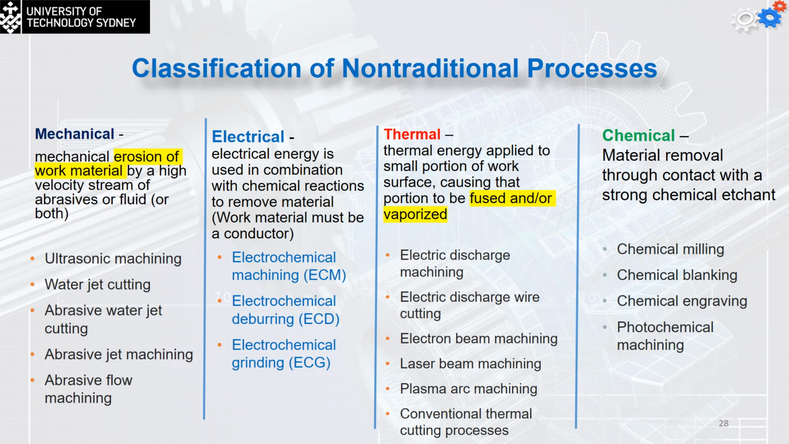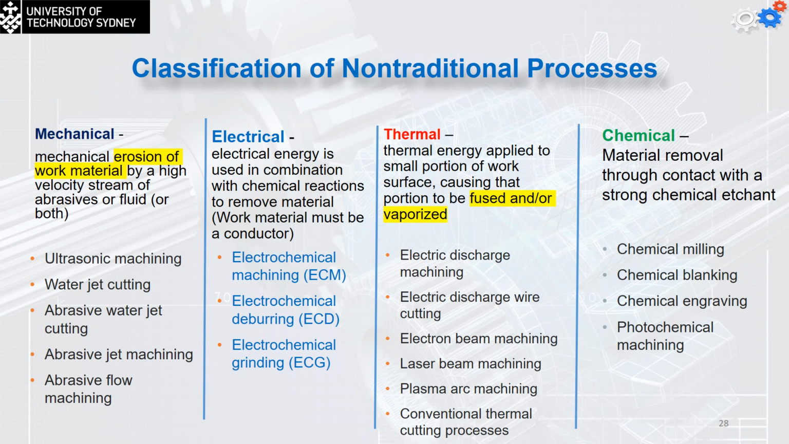And the last one is the chemical process, where the material is removed through contact with strong chemical etchants. So that's the example I gave you. Have you ever tried to use adhesive on foam? It will start to eat it. So this is an example of that. We can have the chemical milling process, the chemical blanking process, the chemical engraving process, and the photochemical machining process.